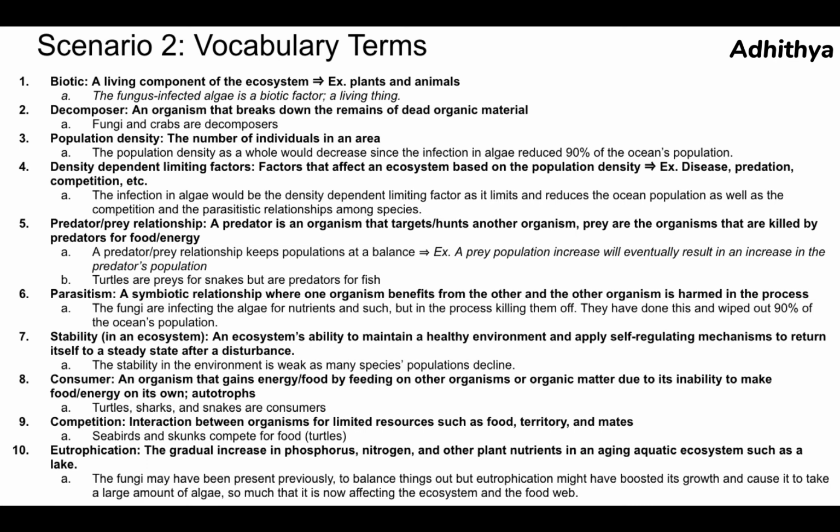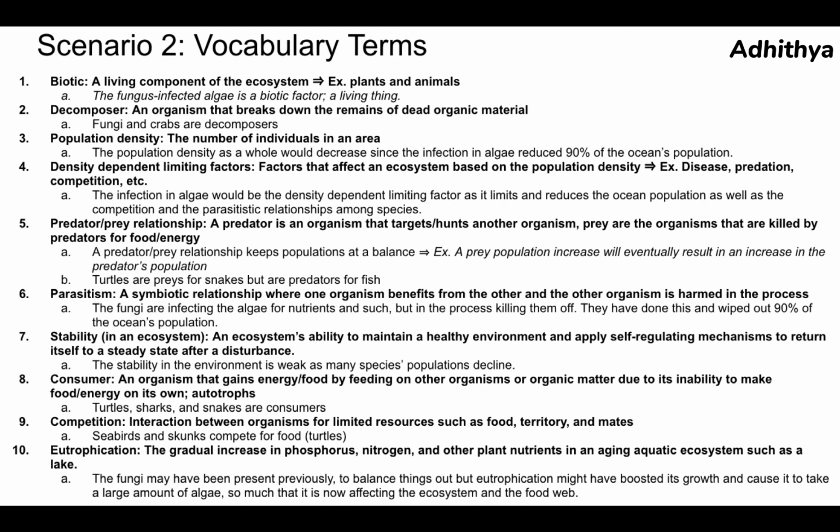Consumer, an organism that gains energy/food by feeding on other organisms or organic matter due to its own inability to make food/energy, also known as autotrophs. Turtles, sharks, snakes, all of them are consumers.